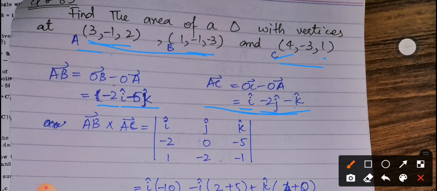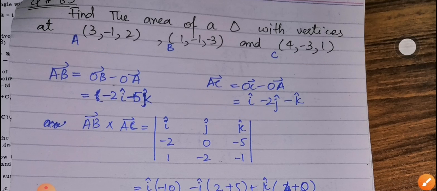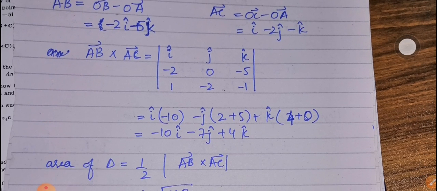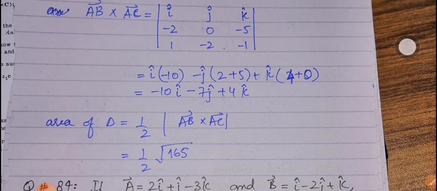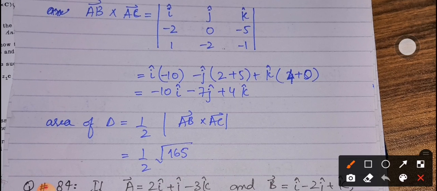Now we know that the area of the triangle is half the magnitude of the cross product of the two vectors along the sides of the triangle. That is, I have to find their cross product first, which is going to be the determinant ijk, minus 2, 0, and minus 5, 1, minus 2, and minus 1, and then we will find its magnitude. As we know that the formula is half base into height, that is half into the magnitude of the cross product of the two vectors. So it is equal to 1 by 2 square root of 165.